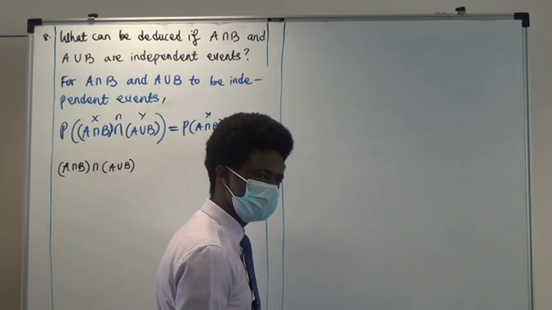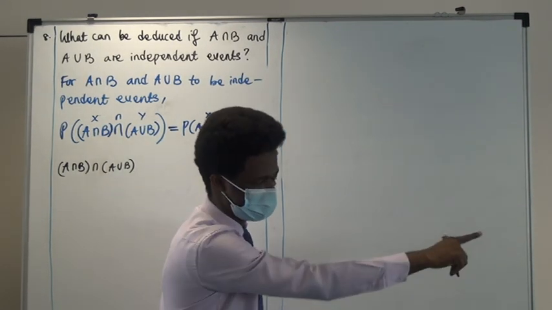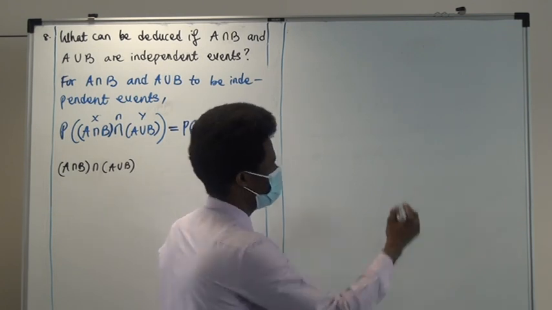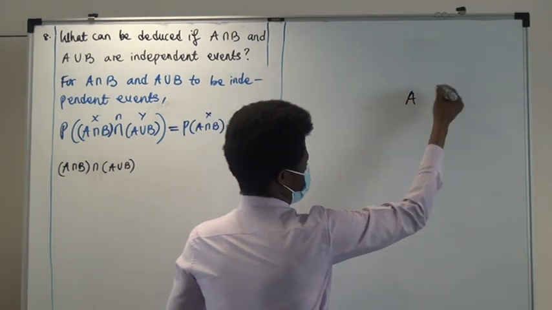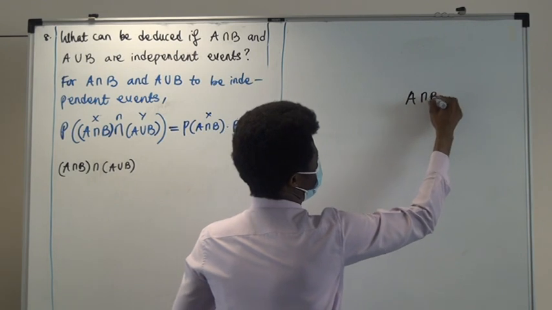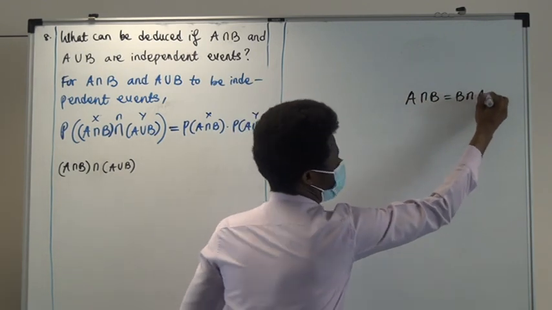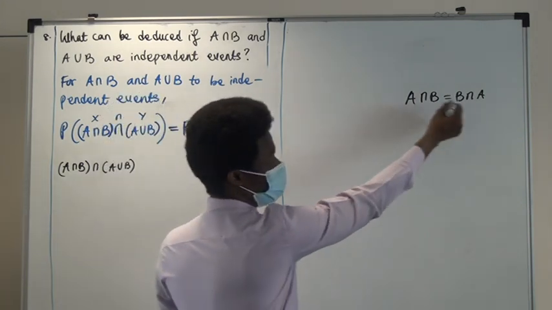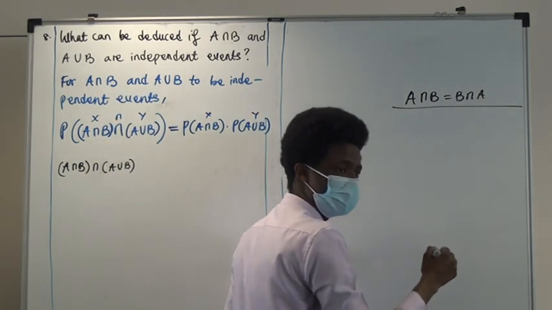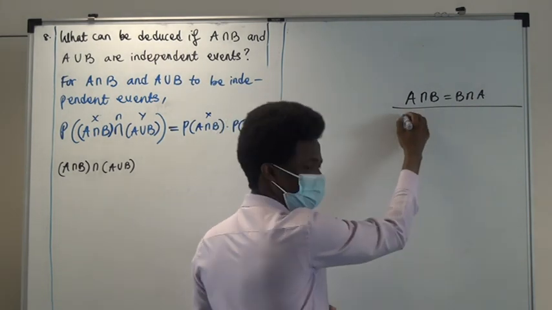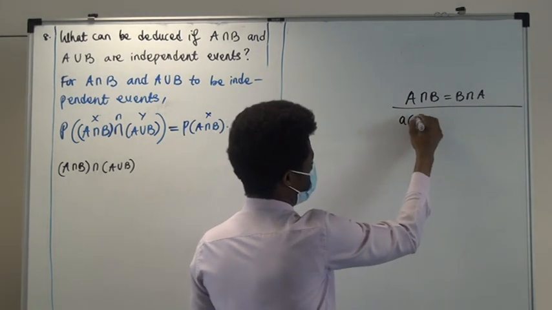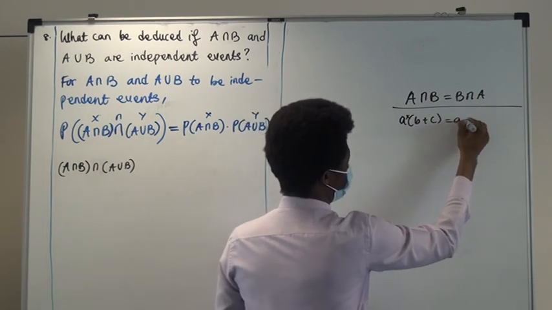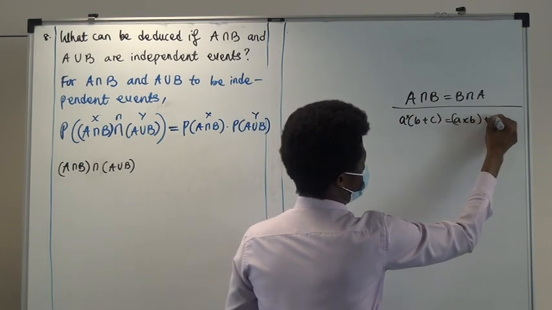In set theory, apart from De Morgan's law, we have some other properties. For example, a commutative property tells you A intersection B is the same as B intersection A. It doesn't matter which order, you get the same thing, and the same with union. Distributive property looks like the expansion of brackets. If you have A times B plus C, this is going to be A times B plus A times C.